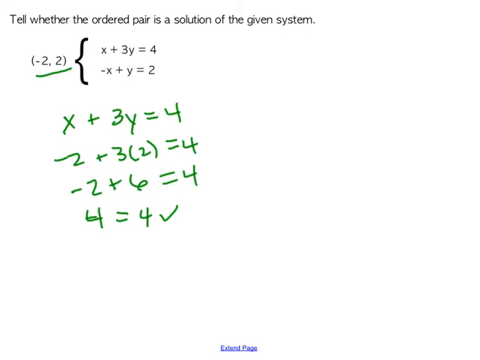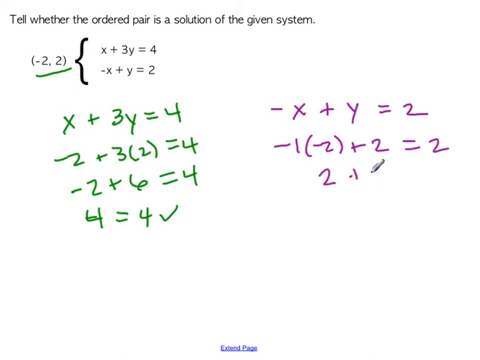We have to test it out still with our second. We have the opposite of x, or -1 times x plus y equals 2. So we're going to say -1 times -2 plus 2. And we're going to test it out. -1 times -2 equals 2. So 2 plus 2 equals 4. And 4 does not equal 2, so no, this ordered pair is not a solution to the system.